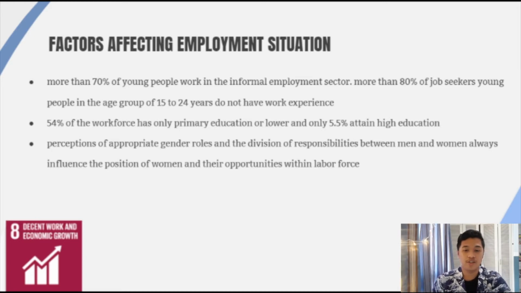And then 54% of the workforce only have primary education or lower, and only 5.5% of the population in Indonesia attain high education. So that also affects the employment situation and also the economic growth, because if people have high education, they can be more productive. But unfortunately, in Indonesia, we only have 5.5% of people who attain high education.